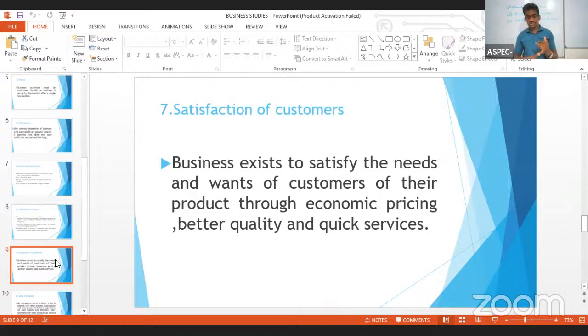Providing quality goods, after-sales service, economic pricing, and better service, a business can satisfy the customers. When customers are satisfied with the business's product and service, they come to the business again and again. In every business we commonly see that they plan for the satisfaction of customers, because this is very important for the survival and growth of the business.